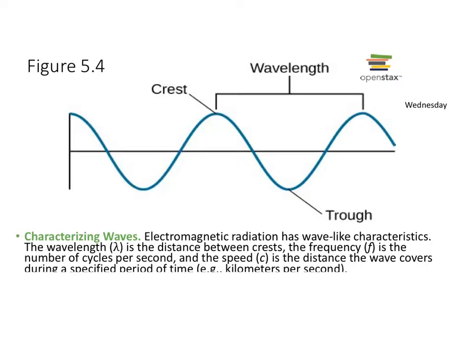So generally know how to draw a wave. Electromagnetic radiation travels through space in what we call a transverse wave. So it goes up and down and up and down. That's why, remember, it can be polarized.